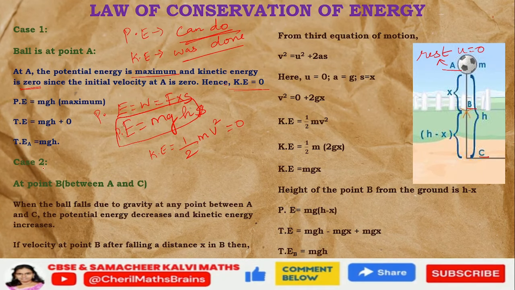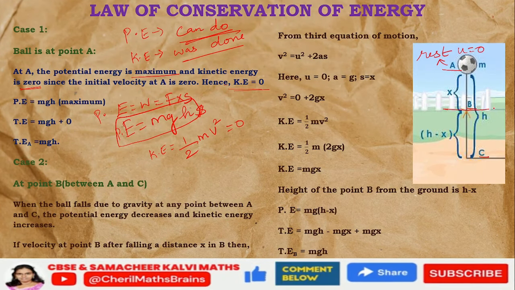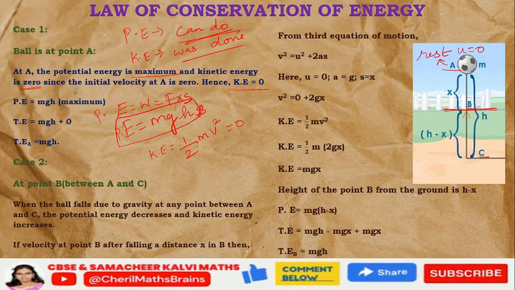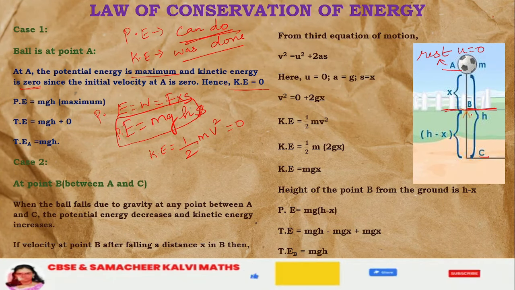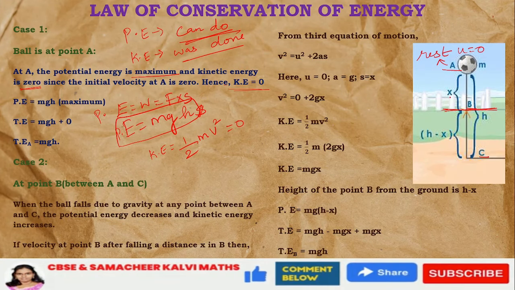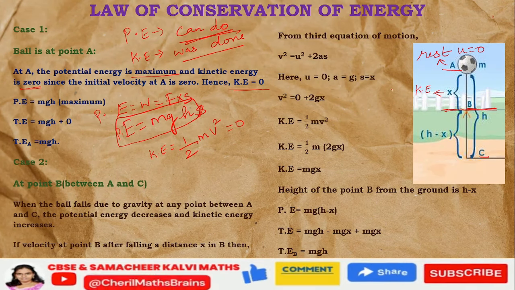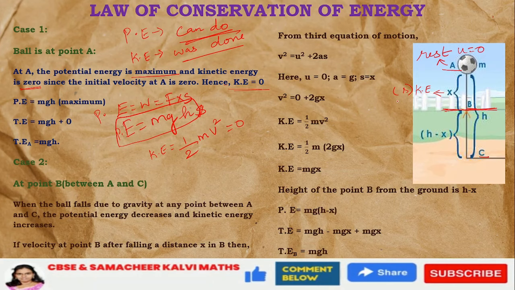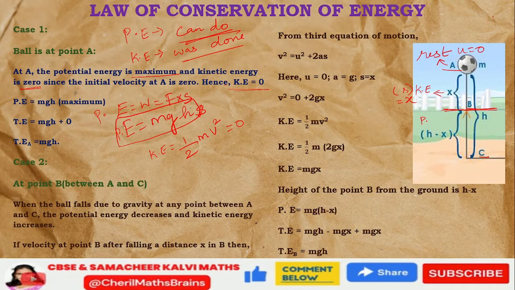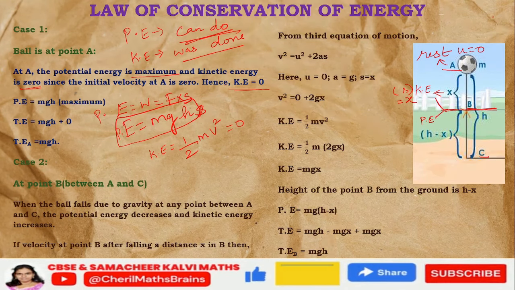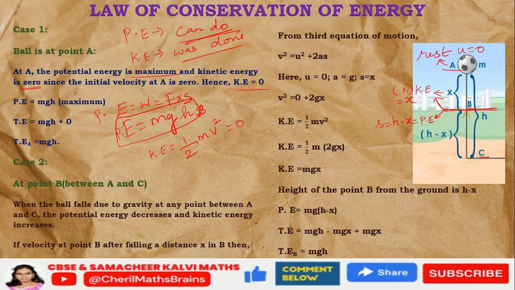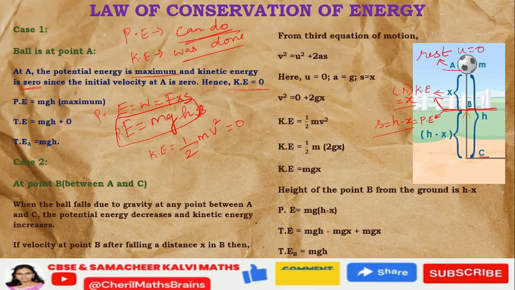The second case is between A and C. It is somewhere here in between. At this point, you can see that this ball has traveled a distance x, and it can travel a distance h minus x. So when you talk about kinetic energy, you need to take some distance s, in that case you will take s is equal to x. Likewise, when you take potential energy for the same point B, your S will be taken as h minus x. If you remember these two alone, everything else is going to be easy, children.